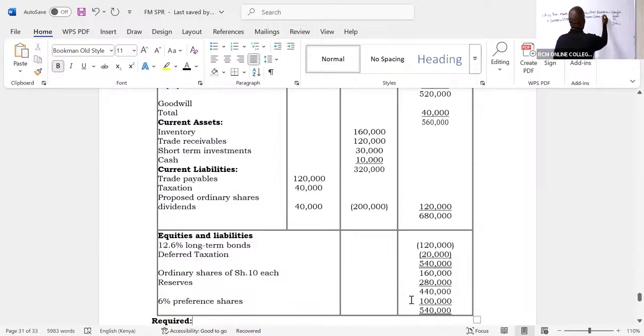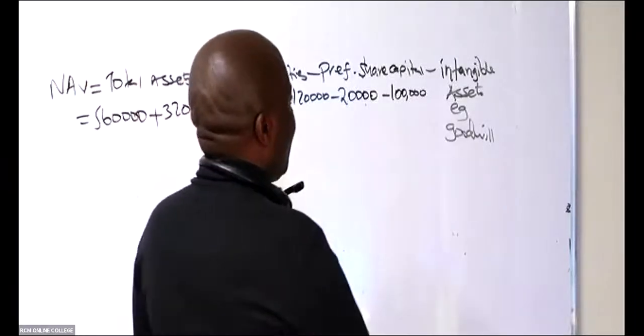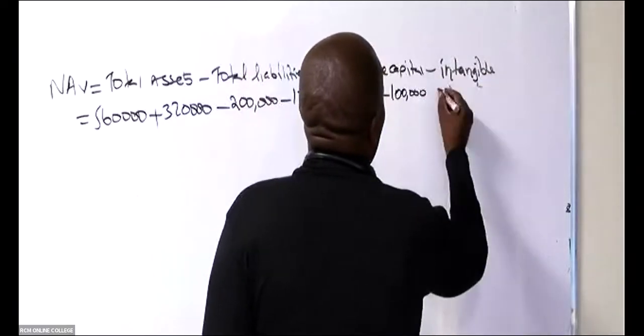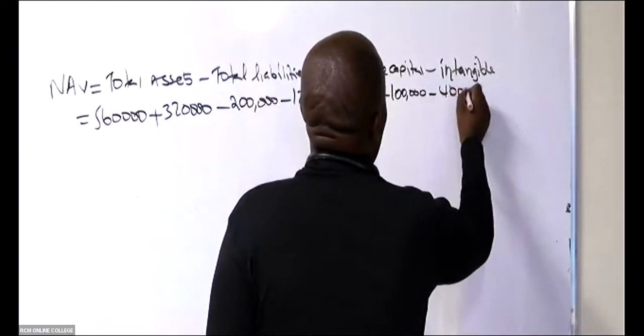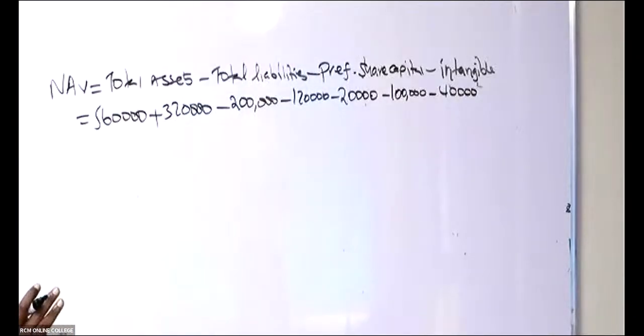So minus 100,000. Do we have any intangible assets amongst our non-current assets? Oh yes, we do. You can see we have goodwill here. This goodwill is intangible, you can't touch goodwill. So minus 40,000. So this will be the total net asset value of the company.